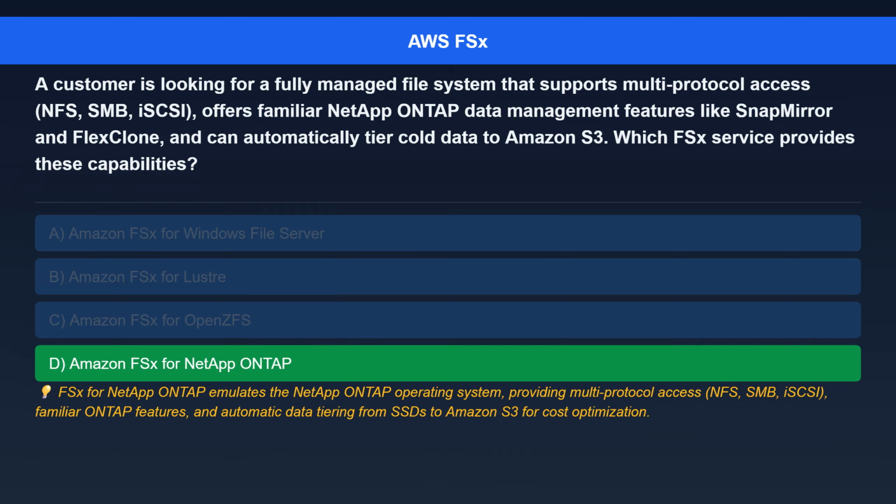The correct answer is Amazon FSx for NetApp ONTAP. Here's the explanation. FSx for NetApp ONTAP emulates the NetApp ONTAP operating system, providing multi-protocol access: NFS, SMB, iSCSI, familiar ONTAP features, and automatic data tiering from SSDs to Amazon S3 for cost optimization.